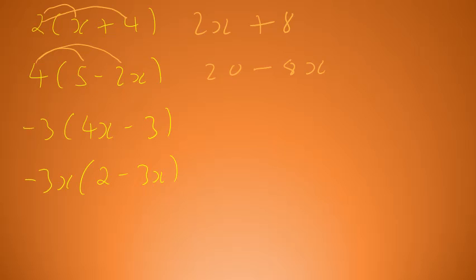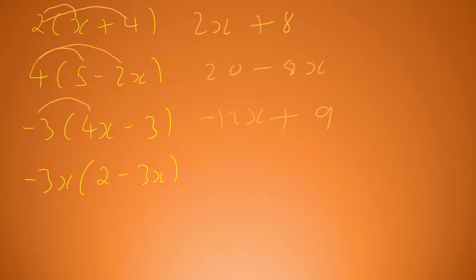Now we've got to be really careful here because we've got a negative 3, so 3 lots of 4 is 12, so it is 12x, but we mustn't forget the minus, so it's minus 12x, and then we've got 3 times 3, which is 9. Now be careful, a negative times a negative is a positive, so it's negative 12x plus 9.